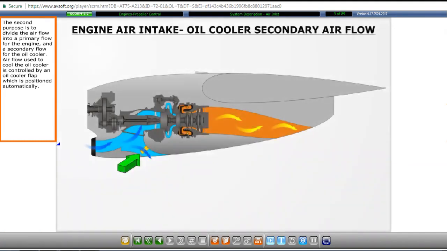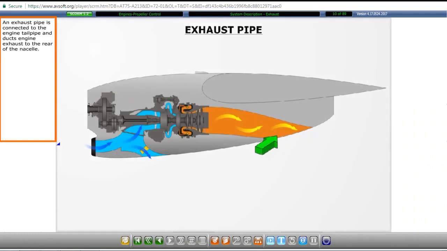The second purpose is to divide the airflow into a primary flow for the engine and a secondary flow for the oil cooler. Airflow used to cool the oil cooler is controlled by an oil cooler flap, which is positioned automatically. An exhaust pipe is connected to the engine tailpipe and ducts engine exhaust to the rear of the nacelle.